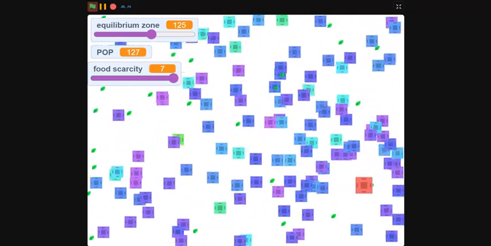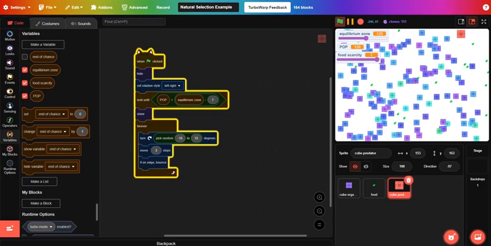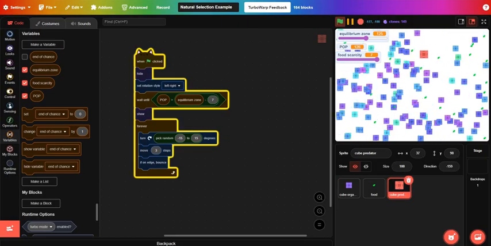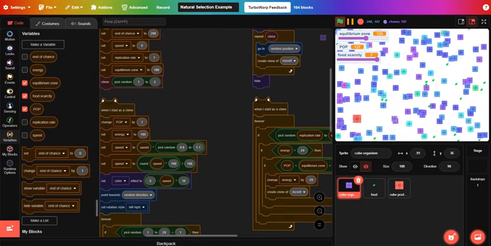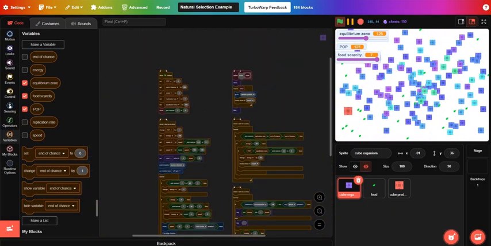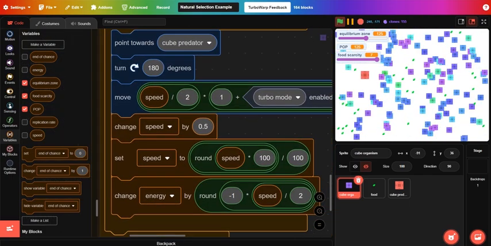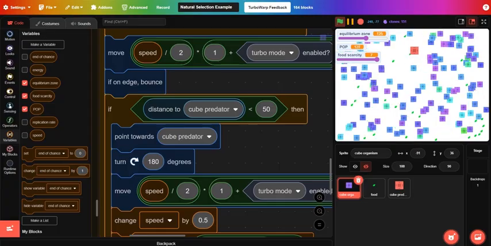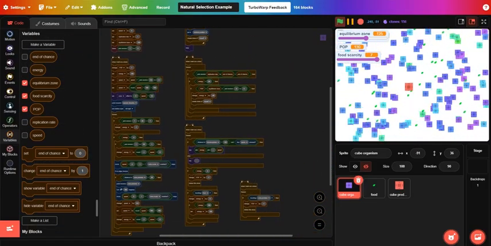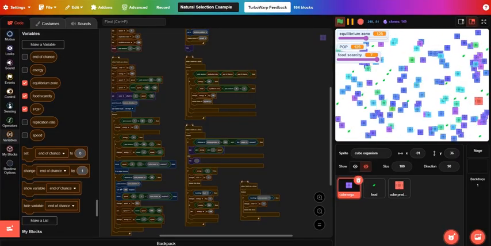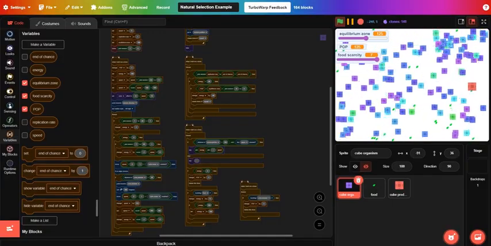Without further ado, here's what the code looks like. We have 3 sprites instead of 1 because we need them for the pellets, for the cubes, and for the cube predator. Here is the cube organism, which is the little cube you see. And here is the code. As you can see, they have speed and energy, and the energy is very important for them because they need to spend energy so they can move, reproduce, and live. If they don't have any energy, they will die.